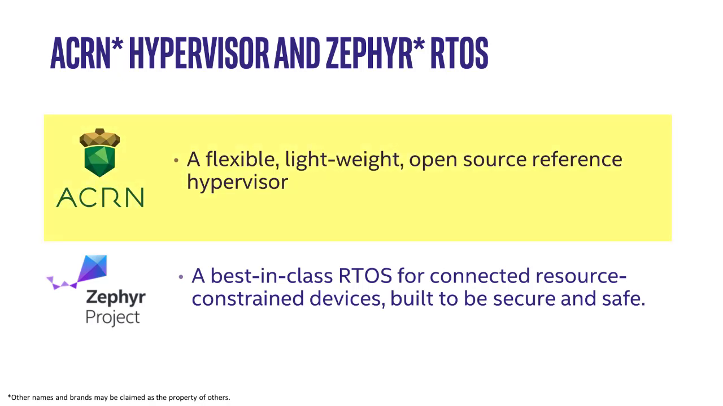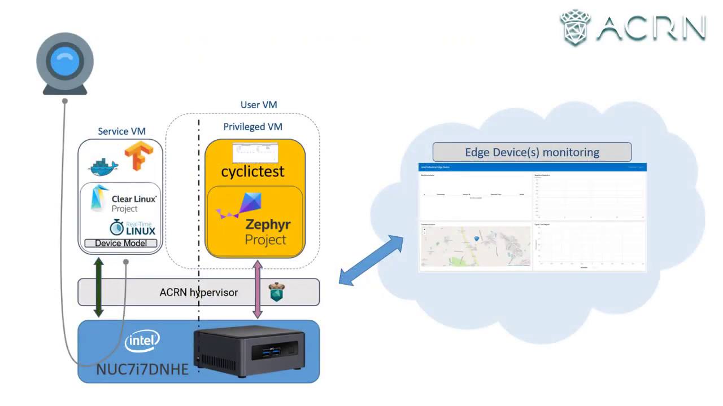Project ACRN is a flexible, lightweight reference hypervisor built with real-time and safety criticality in mind, optimized to streamline embedded development through an open-source platform. The Zephyr project strives to deliver a best-in-class real-time OS for connected resource-constrained devices and is built to be secure and safe. In this demo, we'll show an end-to-end scenario using both ACRN and Zephyr.